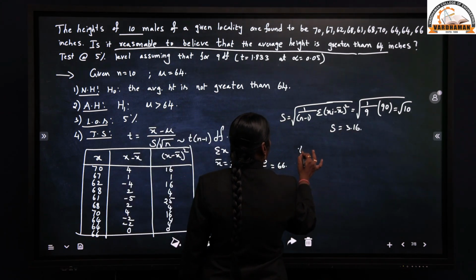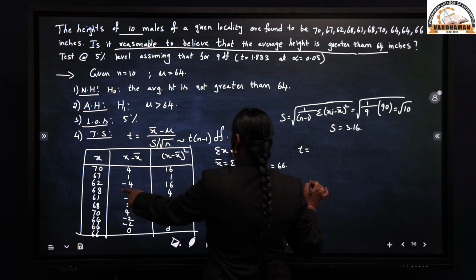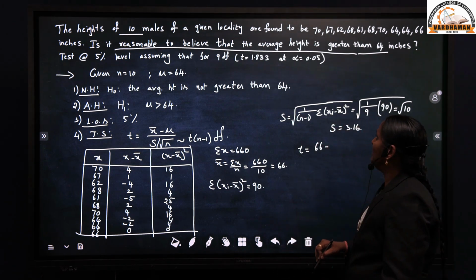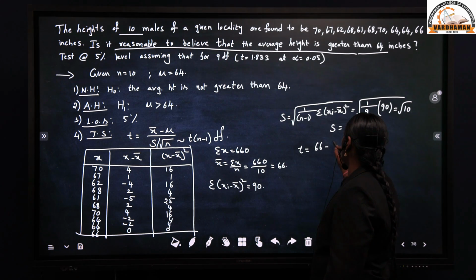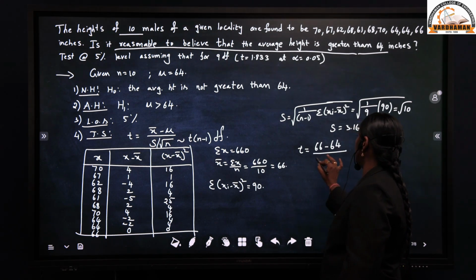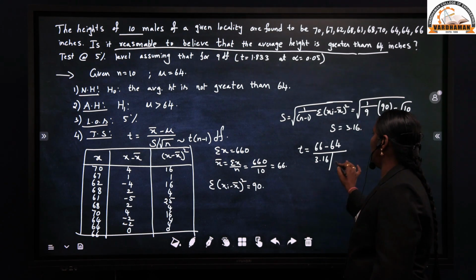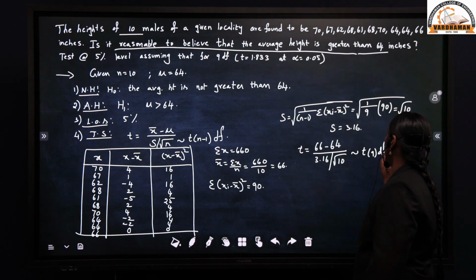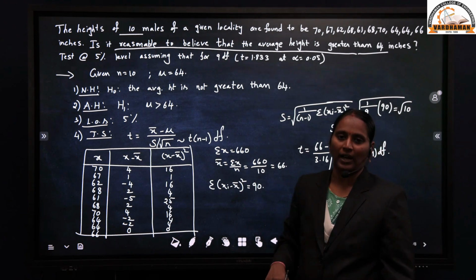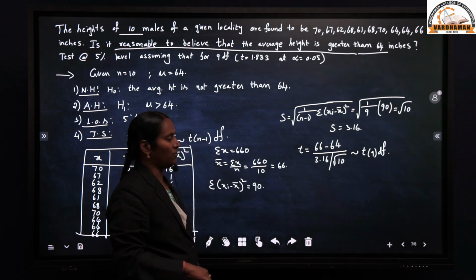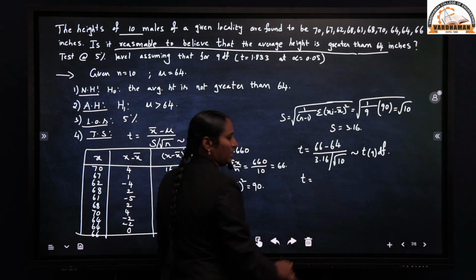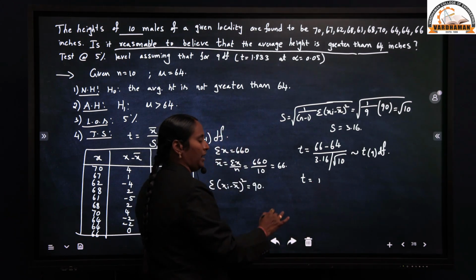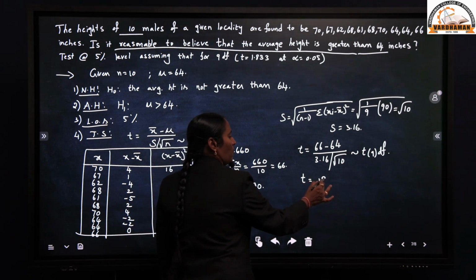Now to substitute all these values in the test statistic, the value of x bar is 66 minus the given value of mu, which is 64, divided by the standard deviation 3.16 divided by root n, where n is 10, and it follows t with 9 df. This is already mentioned clearly in the given problem, for the table value. So now substitute all these values, and we find the calculated value of t is 1.9. The table value is 1.833.